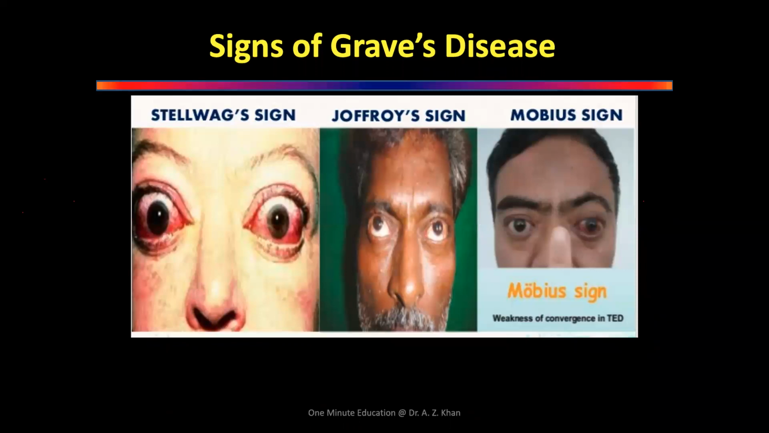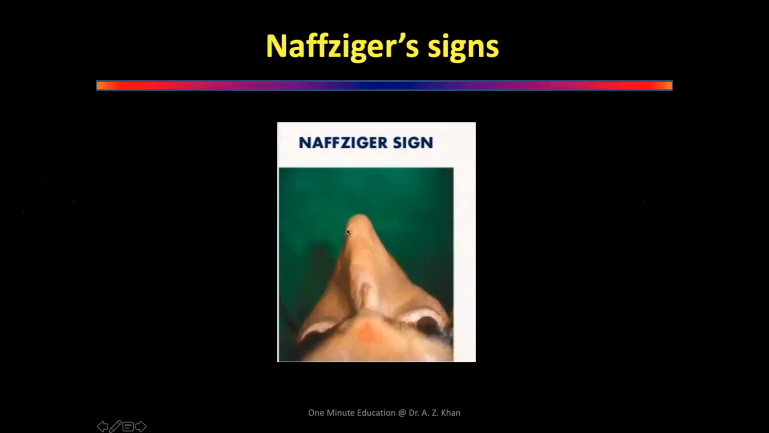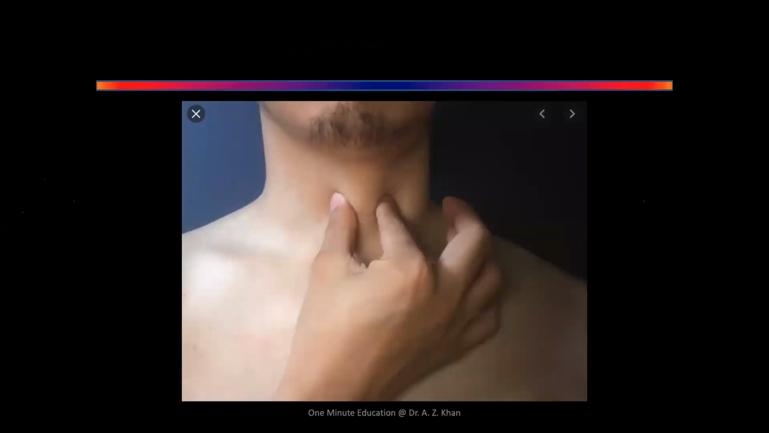One is Geoffroy's. We did Mobius. This is the Jelinek sign, where you get hyperpigmentation around the eyes. And then Nafziger's sign. Okay? So please go and read eye signs for Graves' disease. Okay? In the examination, you might get a case with retrosternal goiter. Please be careful about that. Okay. What is happening here?